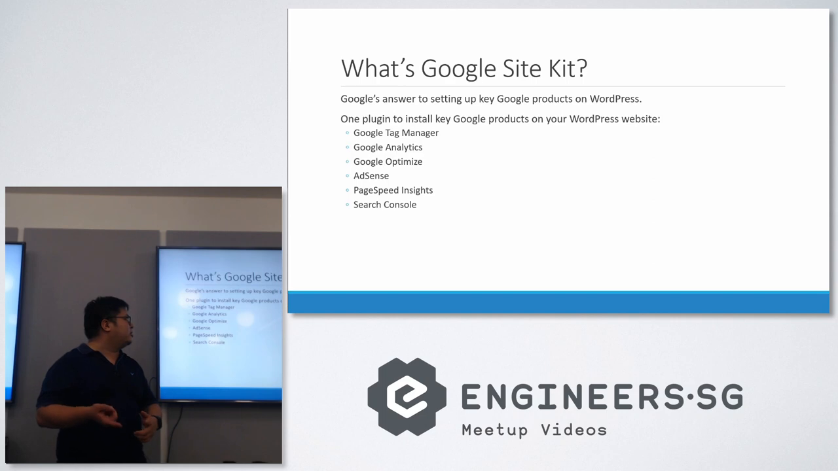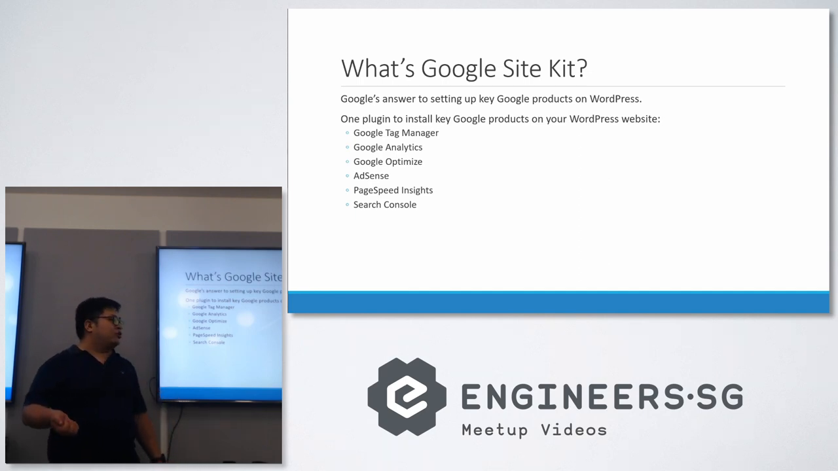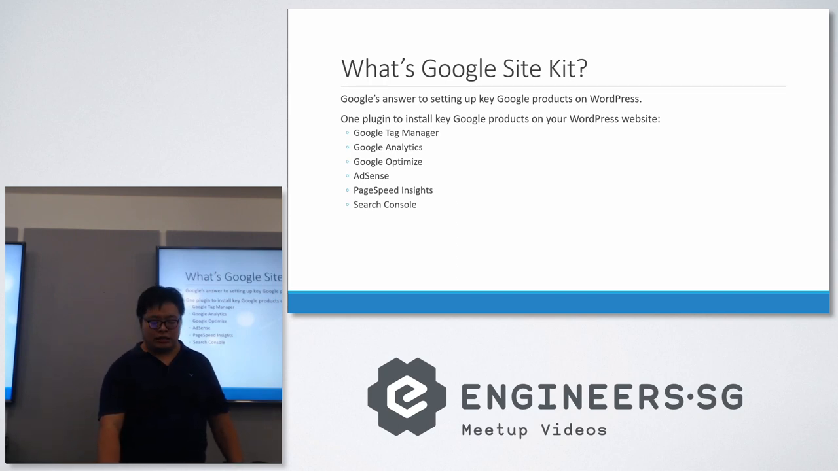Tag Manager, Analytics, Optimize. Optimize is basically personalization. You can do A/B testing and do experiential targeting and stuff like that. AdSense is where you put your ad units. PageSpeed Insights is basically basic information about your server speed. Search Console, like what Tommy has covered, is where you can see your search data.